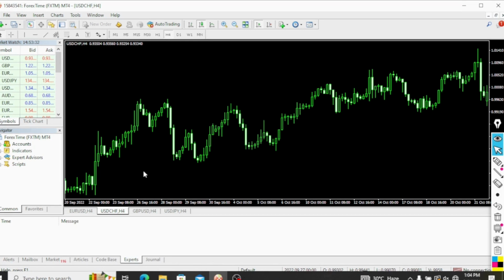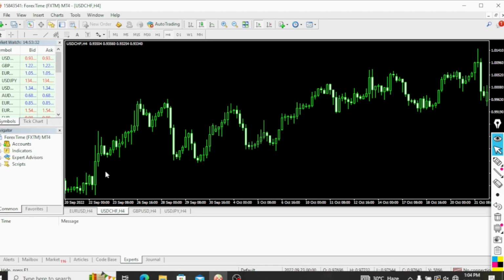Let's look at an example in our chart. The first thing you need to do when you want to use the Fibonacci retracement is to identify the impulse wave. The impulse wave is the wave that moves in the direction of the trend, while the corrective wave is the wave that moves against the direction of the trend. Let's look at this wave.